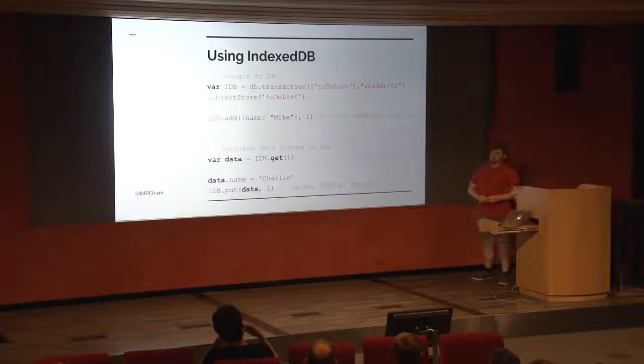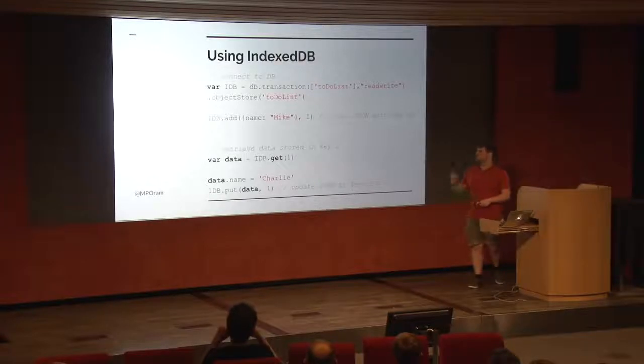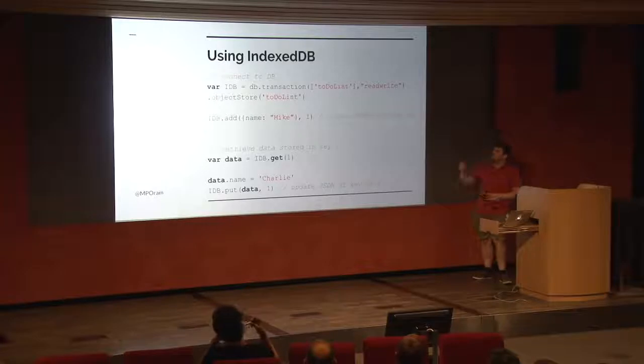So how do we use IndexedDB? Well, it's actually not very hard. We can connect to the database by doing db transaction and giving it the name of the database that you want to connect to, which effectively just creates one if it doesn't exist already. Give it the permissions, read write in our case. And then you specify the object store, which is like your table. Okay. So because I'm really smart, I called my table and my database the same thing. Probably don't do that.